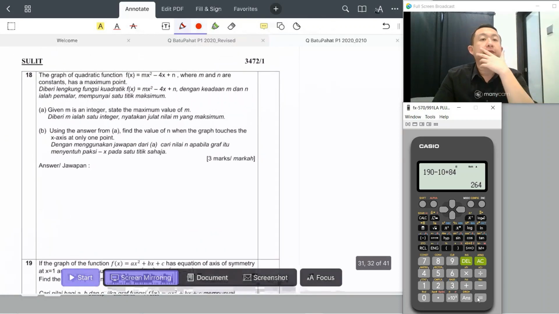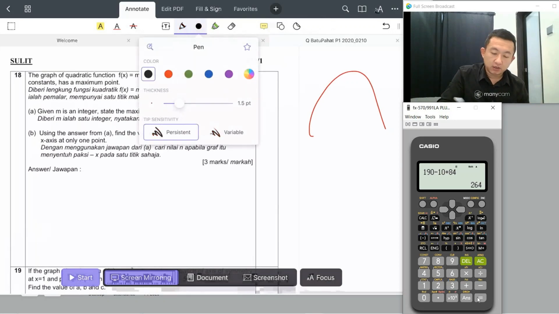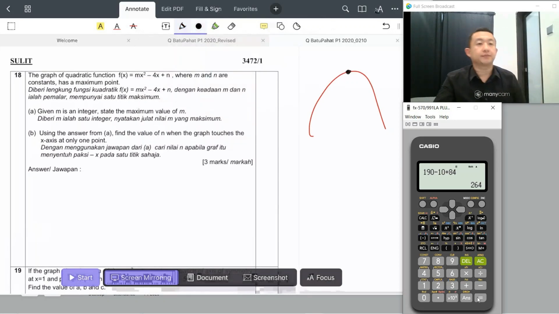The graph of the quadratic functions of mx squared minus 4x plus n, m and n are constant, has a maximum point. So imagine this is the graph, n-shaped, right? Because it has a maximum point. So this one we don't know, this one we don't know. Given that m is an integer, the maximum value of m. Okay, let me ask you this one.